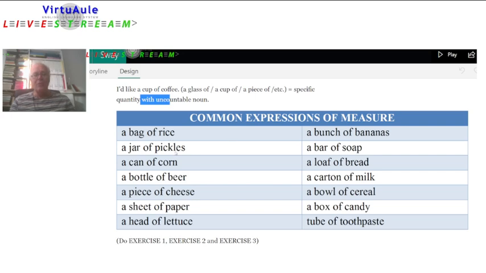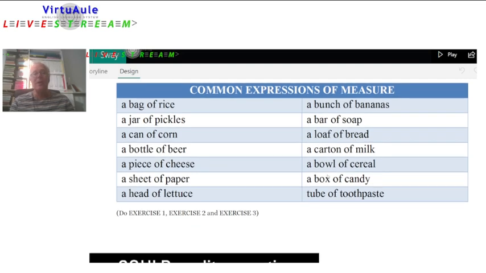So rice, pickles, corn, beer, cheese, paper, lettuce, toothpaste, candy, cereal, milk, bread, soup, and bananas. Well, not bananas. Bananas is countable, but the rest are uncountable. So we can quantify how many cartons of milk, but we cannot quantify milk.